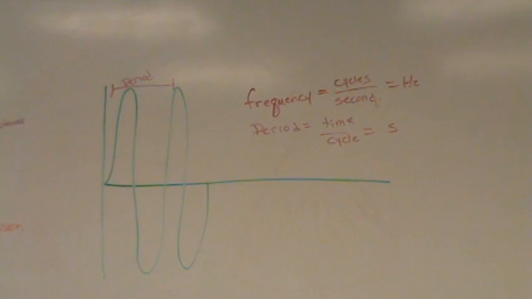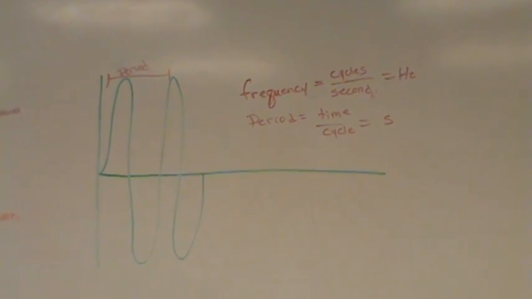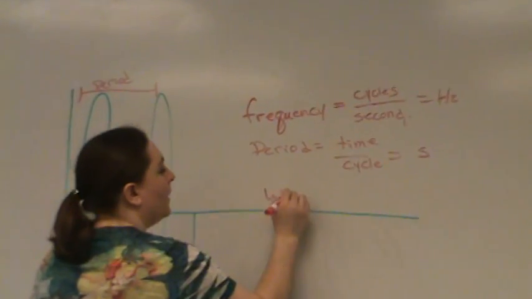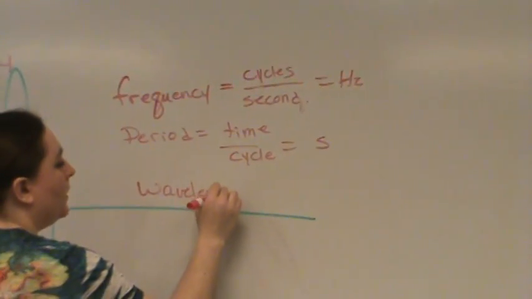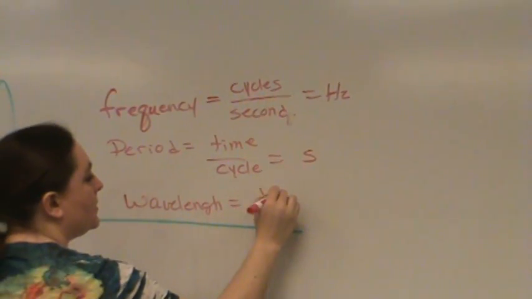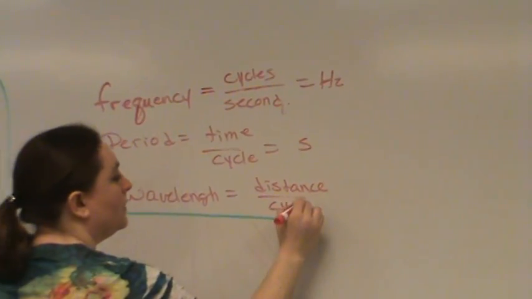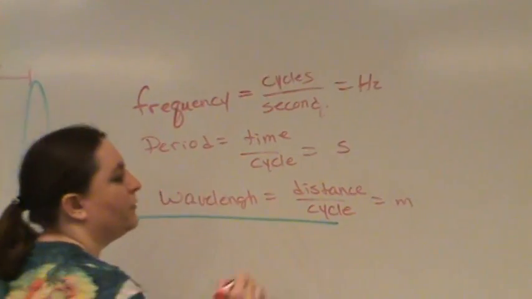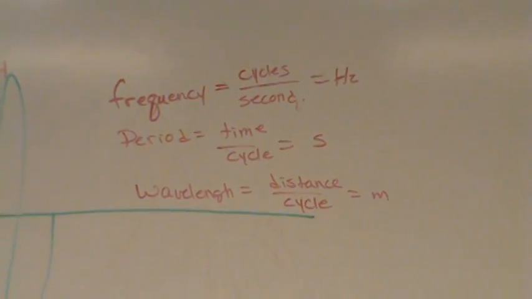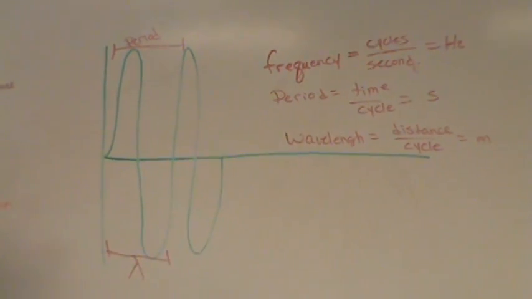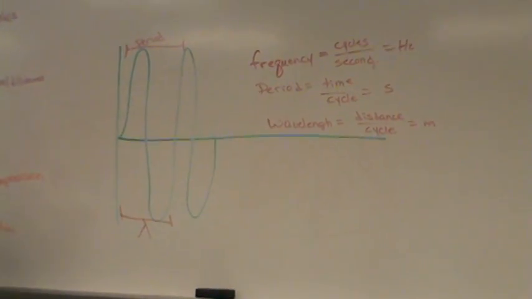What else did we talk about? Frequency, period, wavelength. Wavelength is the distance per 1 cycle. So it would have units of meters, millimeters, whatever. So if I did this and talked about distance instead of time, that would be wavelength.